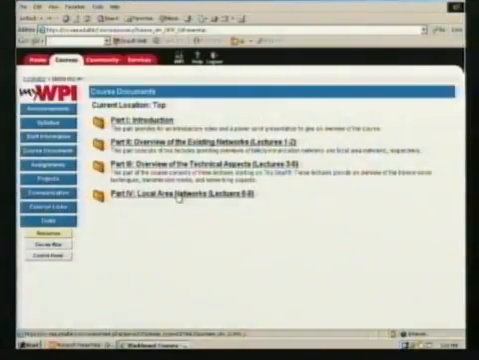This is tape 2 or class 2 on lecture number 7. Lecture number 7 was devoted to legacy LANs. If we go to the screen of the computer, on my WPI, we had so far 4 parts: introduction, overview of the existing networks, overview of the technical aspects, and as of one lecture before, we started to talk about standards related to local area networks.